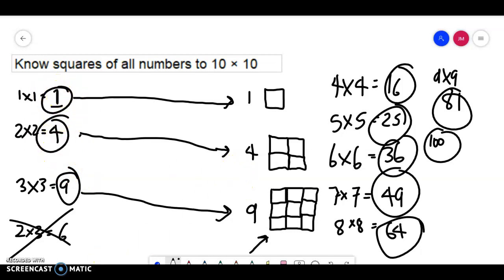Square numbers. What is the square number of 12 times 12? I wonder if you can figure that out.